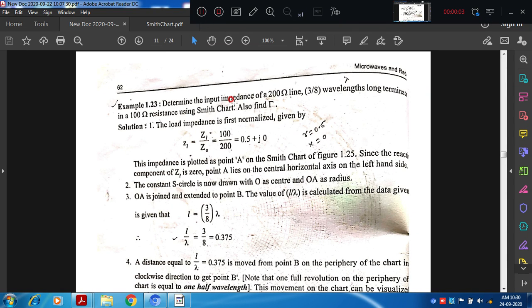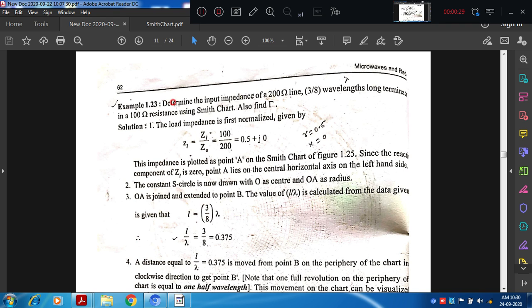Hello students. So in this class we will continue with the numericals on Smith chart. So the problem statement is: determine the input impedance of a 200 ohm line, 3 by 8 wavelength long, terminated in a 100 ohm resistance using Smith chart, and also find the reflection coefficient, that is gamma, right?